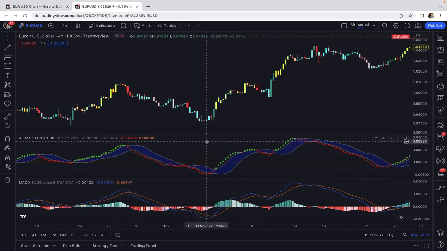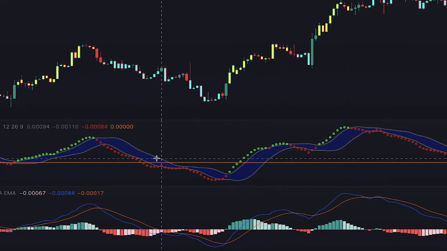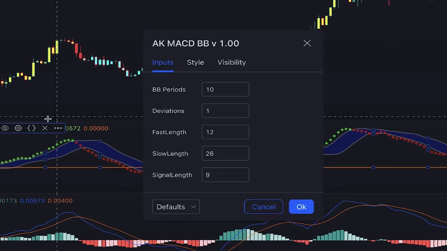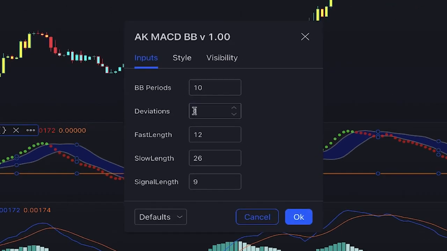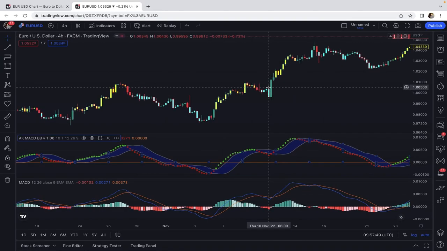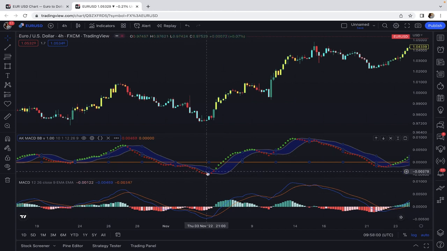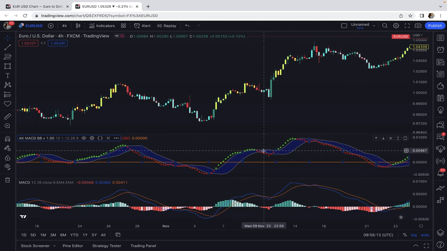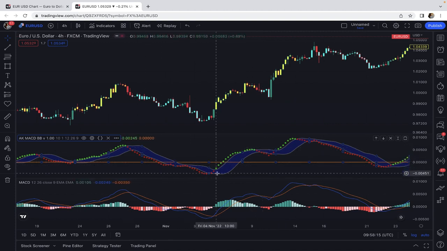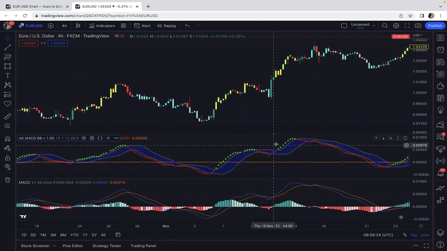This indicator is actually a combination of MACD and Bollinger Bands. This blue area that you see here is actually a Bollinger Band with length of 10 and deviations of 1, which is calculated for the MACD. And for the MACD, we have 12, 26, and 9 for the fast length, slow length, and signal length, which are the default length for MACD on most trading platforms. The difference here is that we don't have MACD line, signal line, and MACD histogram, and instead we have these small circles or dots that change color between green and red, as you can see.